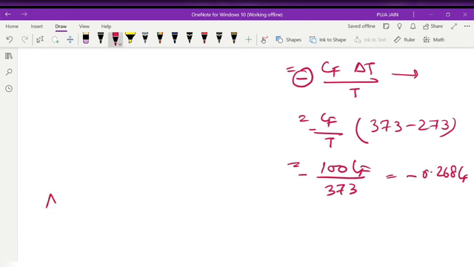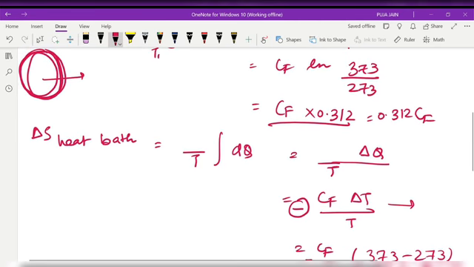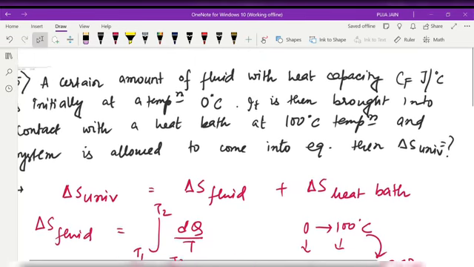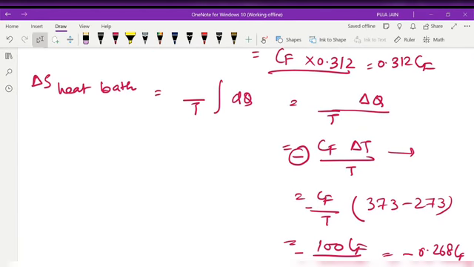So the total change in entropy is delta S fluid, which we got as 0.312 Cf, plus delta S heat bath, which has a minus sign, minus 0.268 Cf. We are getting plus 0.044 Cf. Check the calculation once; I think I have done it right. So in this way you have to deal with the question. You have to understand what they have said. For a heat bath or a heat reservoir, remember that the temperature T is a constant.